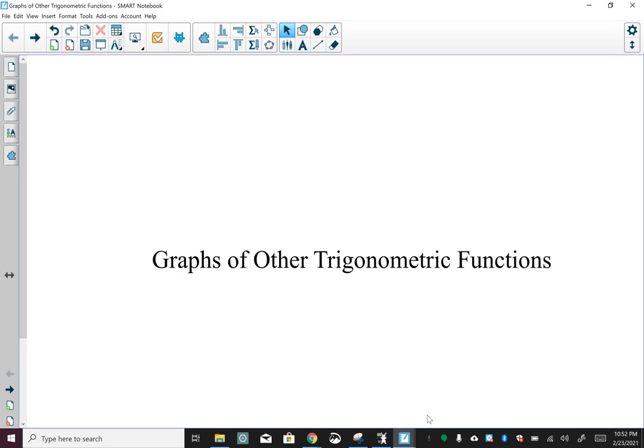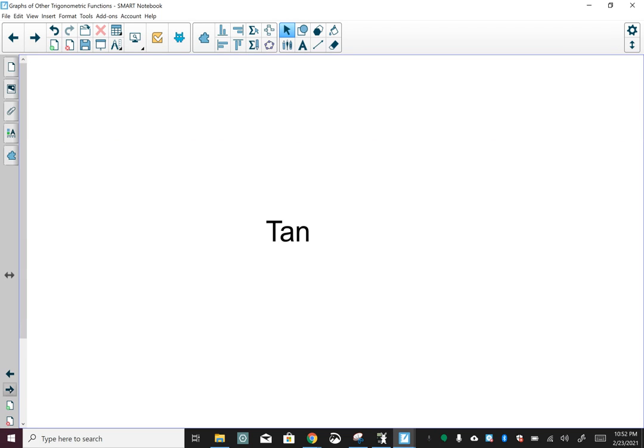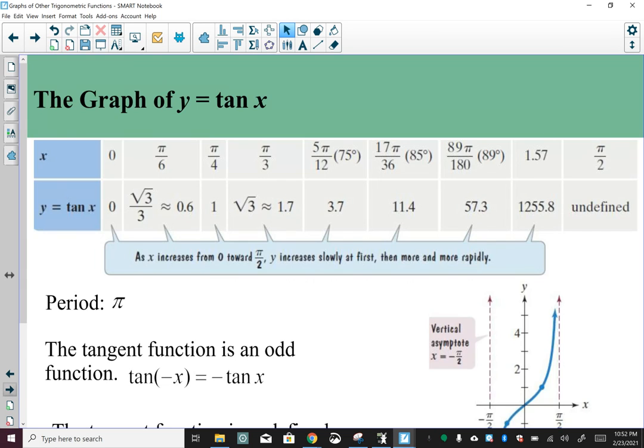So what we're looking at today is the graphs of the other trig functions. We've already talked about the sine and cosine graph. Now we're going to look at tangent, cotangent, cosecant, and secant graphs. So that's what we're focusing on in this specific lesson. So let's start off with the tangent graph.